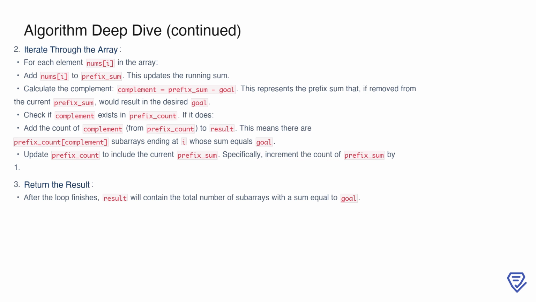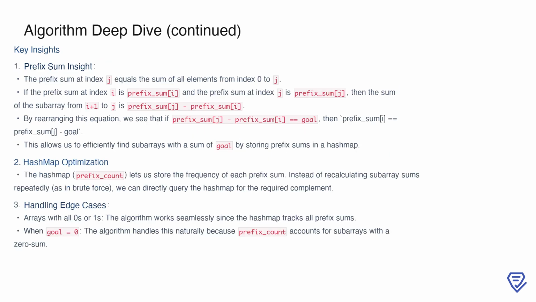After completing the loop, the result variable holds the total count of subarrays that meet the criteria. The key to this approach lies in understanding the properties of prefix sums and leveraging a hash map for optimization. The prefix sum at any index represents the total of all elements from the start of the array up to that index. If we take two prefix sums, their difference gives the sum of the subarray between them. Therefore, if the difference between two prefix sums equals the goal, we know the subarray in between satisfies the condition.